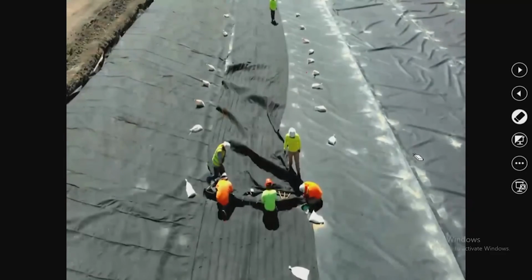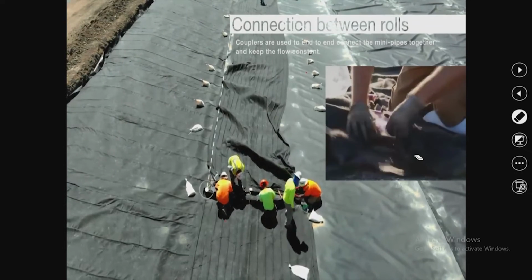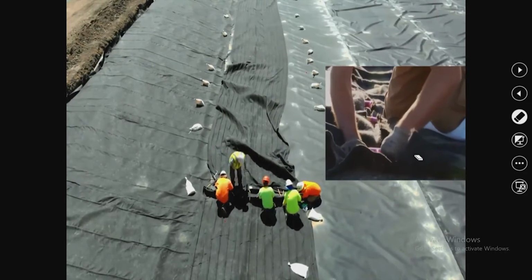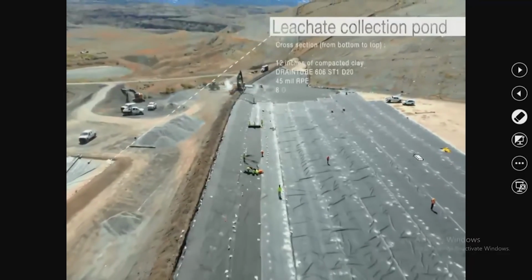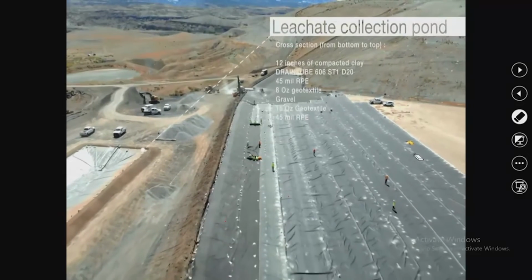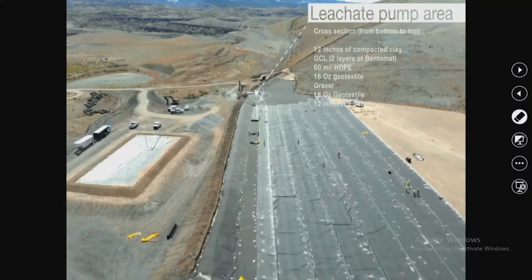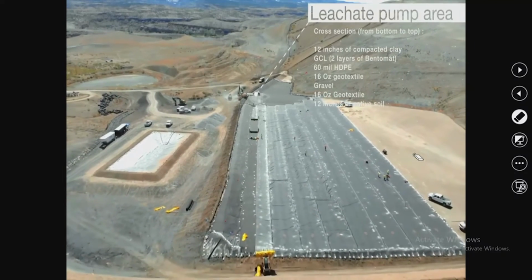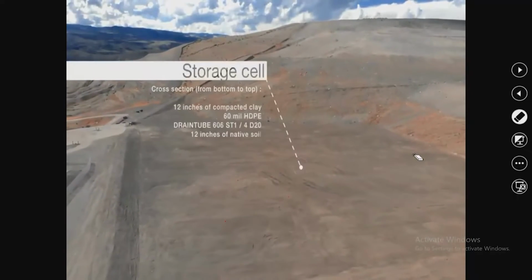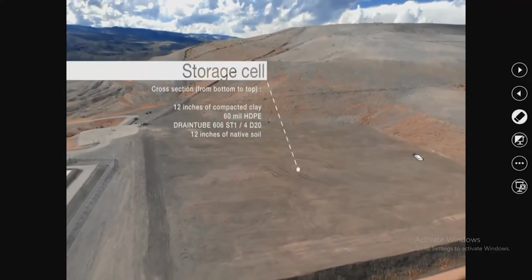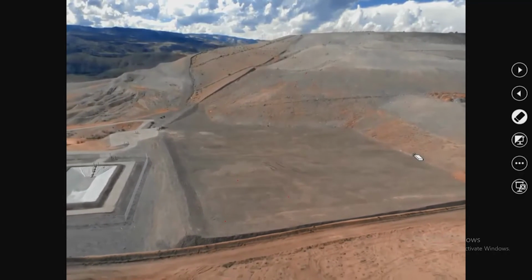So, this is the HDPE liners. So, you can see here the pipes are getting joined for the leachate collection. And now this is the leachate collection pond finally from this landfill area. So, now this is ready for the operation.